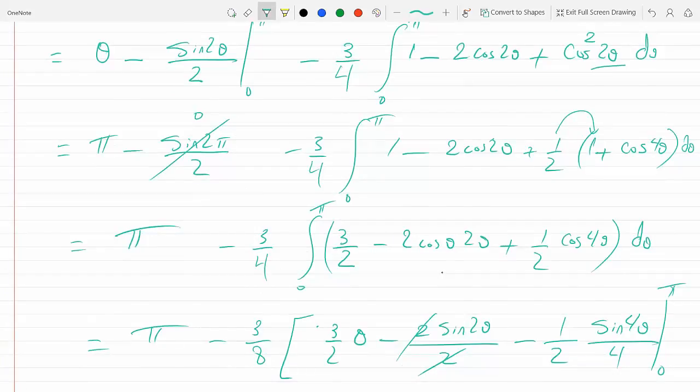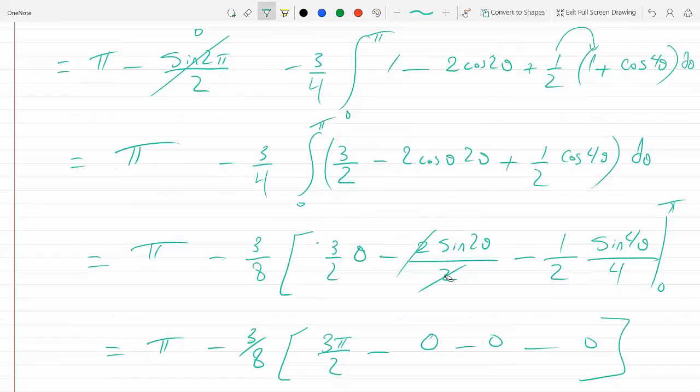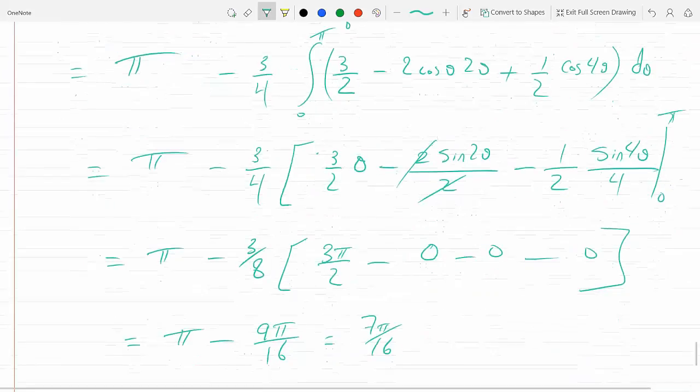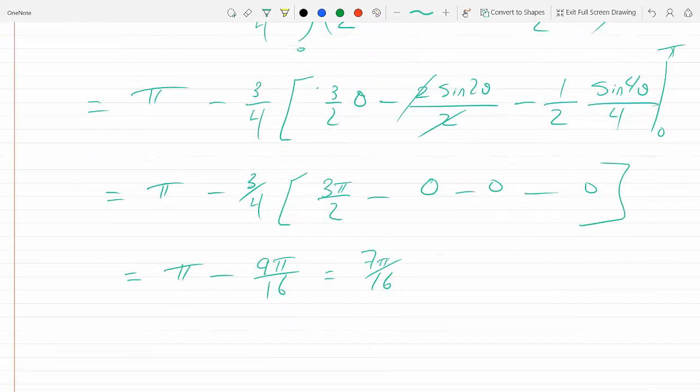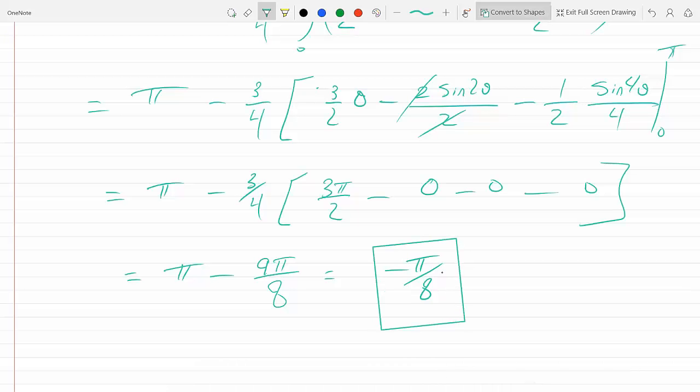Then we have 3 over 2. Let me see if this changes it. So 3 over 4. 3 over 4. Which becomes, this becomes an 8. Yeah, that's what the calculator gave. Minus pi, because this is 8 pi minus 9 pi over 8. So we get minus pi over 8. Okay, bingo.